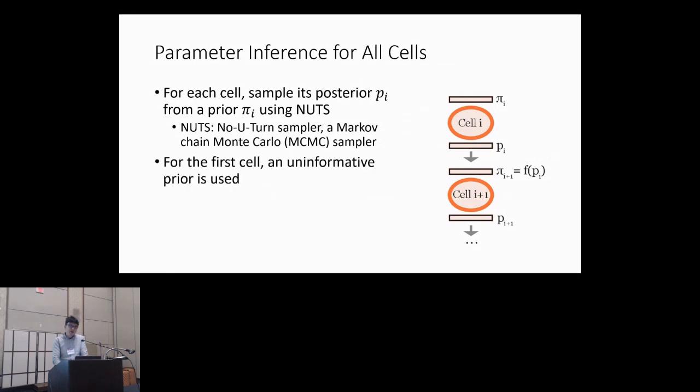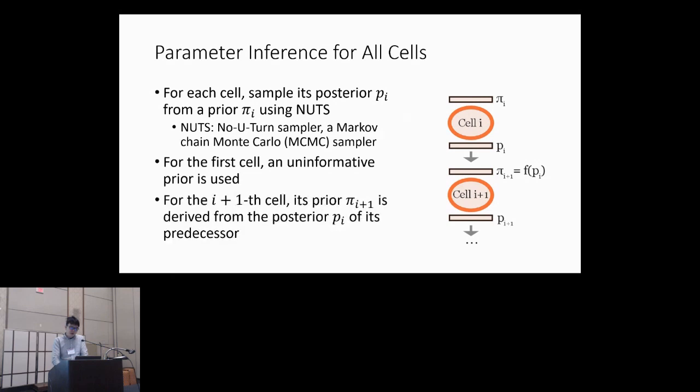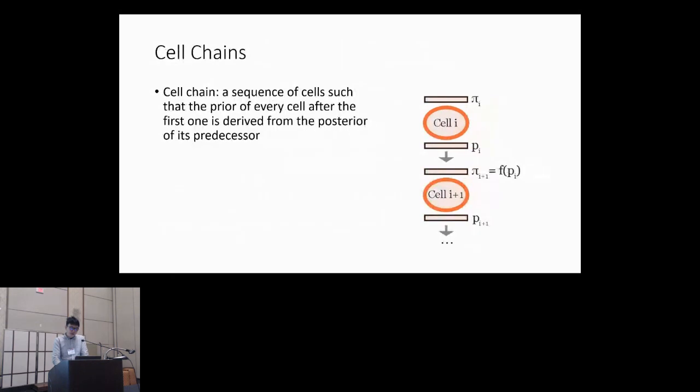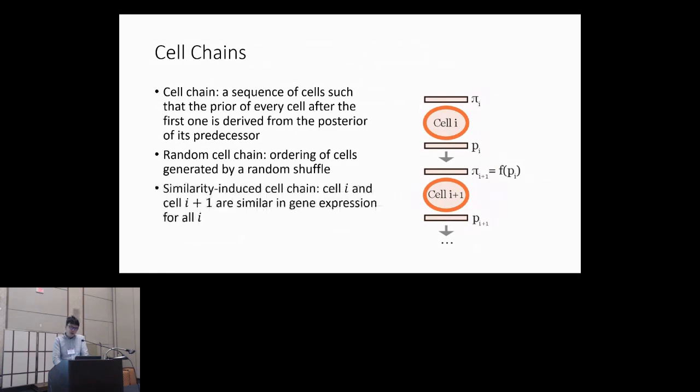For the first cell, we use an uninformative prior. For any subsequent cell, we derive its prior from the posterior of its predecessor. We see that cells sampled in this way form a cell chain. If the ordering of the cells is random, we call it a random chain. If cell i and cell i+1 are similar in gene expression for all i, then we call the cell chain a similar chain.